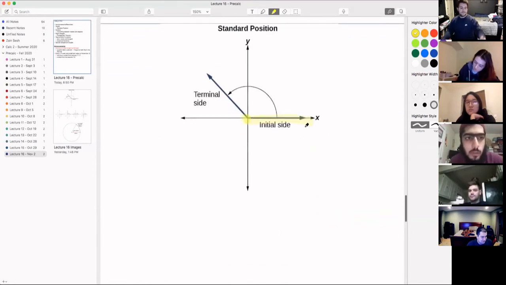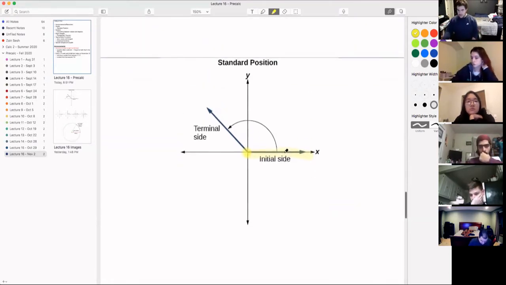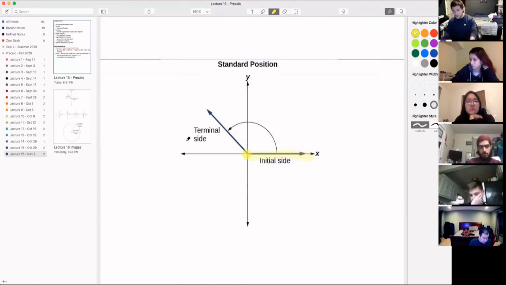So even if it makes a full rotation, as long as the initial side is on the x-axis, it's still considered to be in standard position? Yes, absolutely. And also the vertex has to be at the origin. But yes, definitely. Good. So that's a nice picture. We're going to be dealing with pictures like this very often for the next 2 weeks or so, so it's good to get familiar with this.